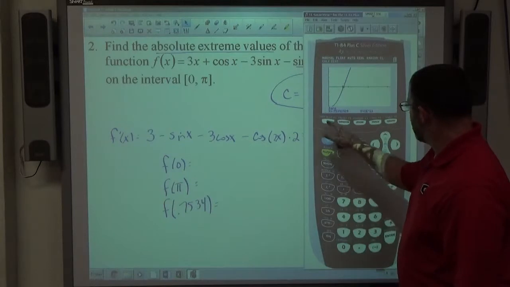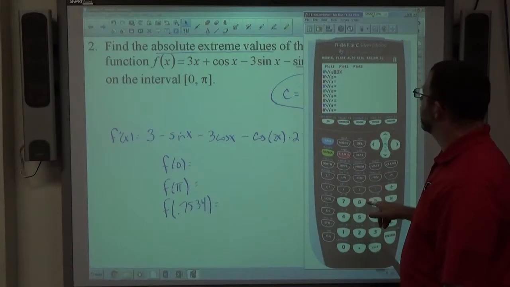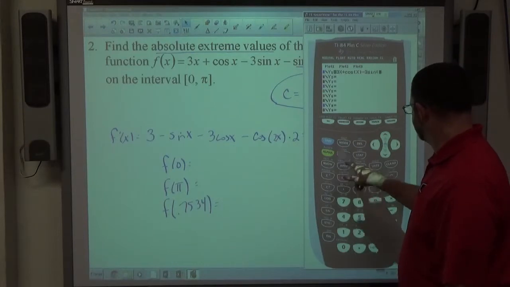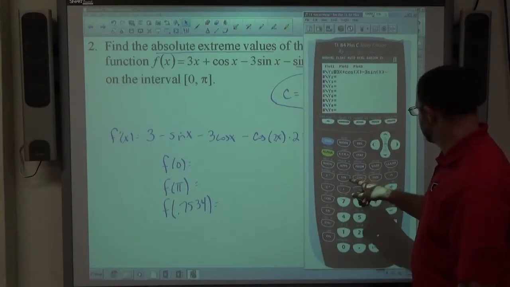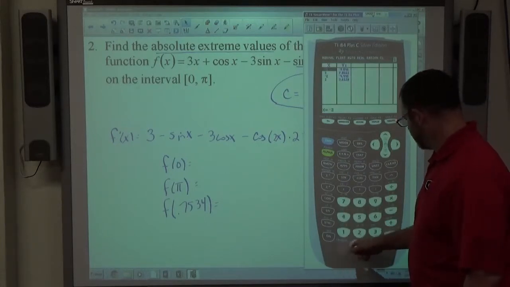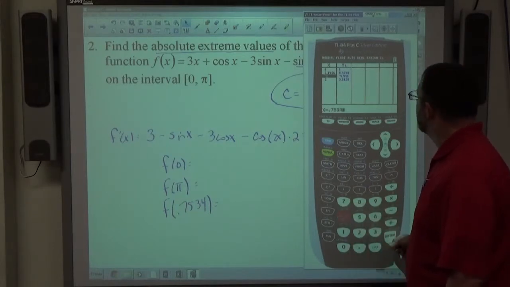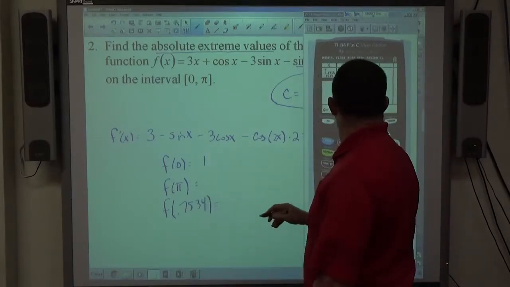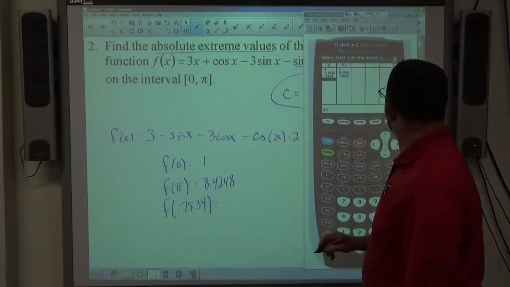Right, so if I go to y equals again, type in the original problem, which is 3x plus cosine of x minus 3 sine of x minus sine of 2x, I believe. Yep, sine of 2x. And go to my table, enter those three values in, 0, pi, and 0.7534. We get 1, 8.4248, and negative 0.0608.